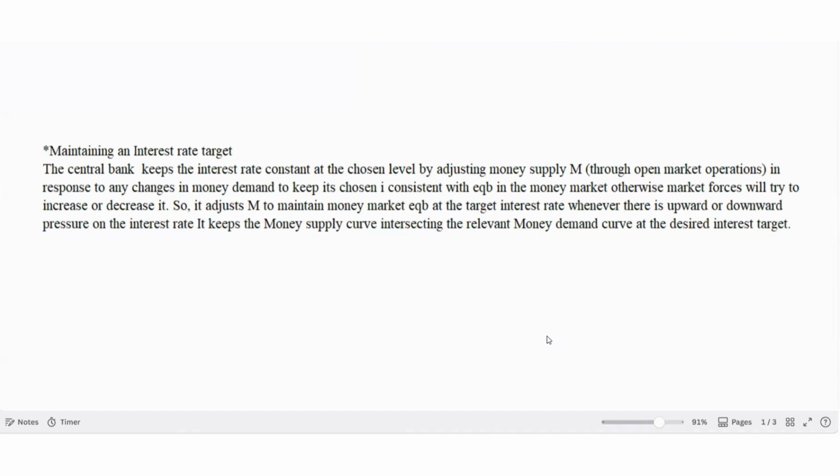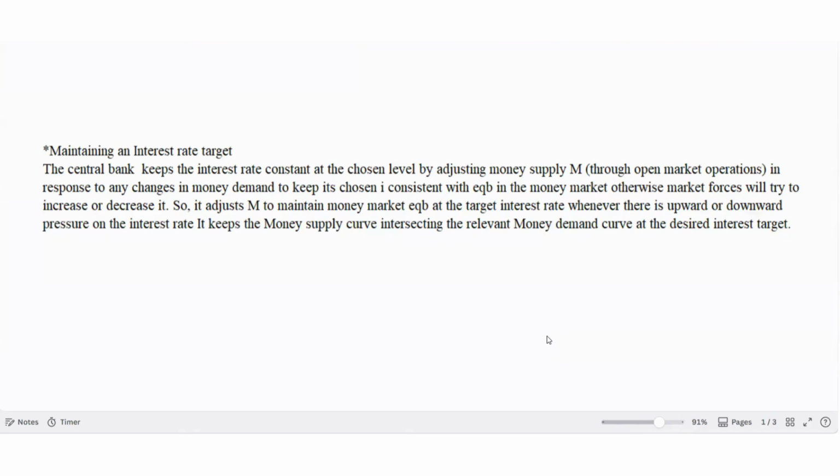The central bank can either choose to fix the money supply and keep it constant at the chosen level, and in that case, let the interest rate be determined by equilibrium in the money market for the chosen value of it. Or the central bank can alternatively choose the interest rate which it wants the money market to clear and keep it constant at the chosen level by adjusting the money supply. So we want to look in detail how the central bank maintains an interest rate target.